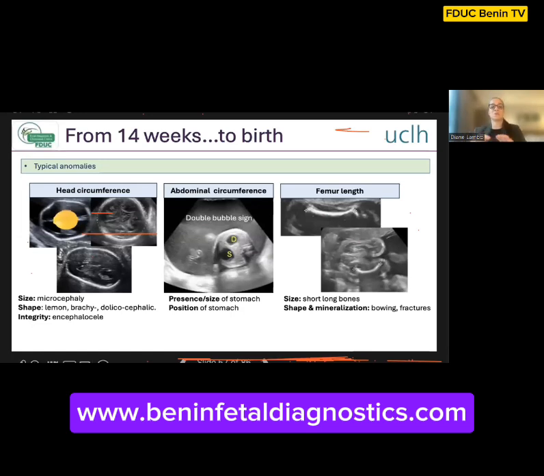Now, typically what you want is this nice sort of rugby ball shape skull. So it's narrower to the front, wider to the back. If you see this lemon shape abnormality, then this tends to indicate the possibility of an open spina bifida.